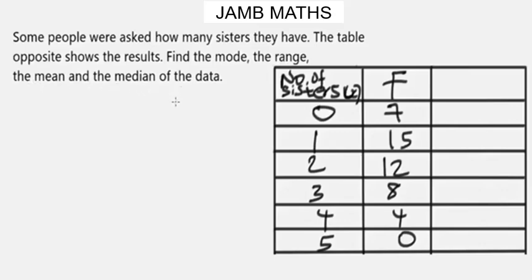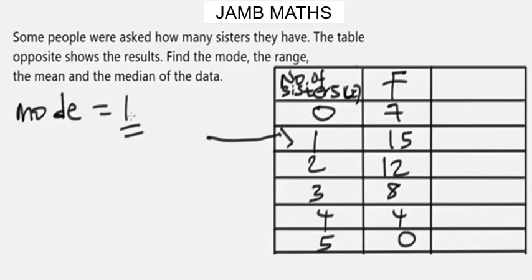Now note that the difference here is that the data is in a table. Let's begin by finding the mode. As we all know, the mode is the highest occurring frequency. The highest occurring frequency in this table is 1, because 1 is occurring 15 times, which is the highest frequency here. So our mode is 1. That's the answer to this question.